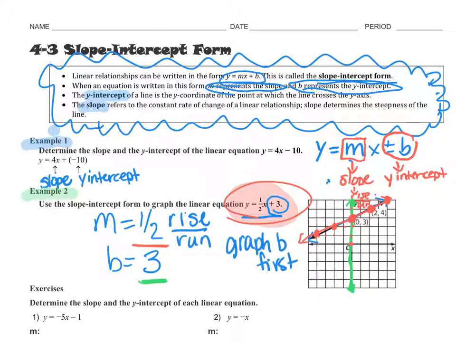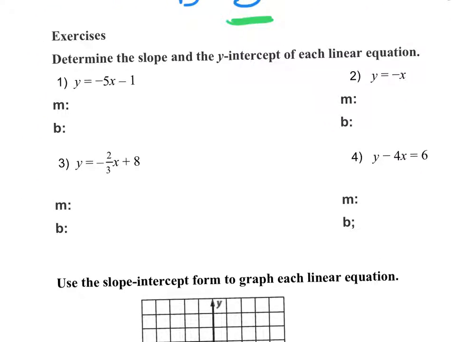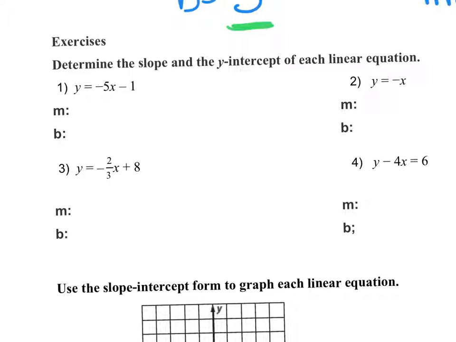It's not as hard as you think if you break it down piece by piece, okay? So we're going to go through these examples right quick. Look at number 1. All it's asking for is us to find the M and the B, okay? First, the M is going to be right here with the X, so it's going to be -5.